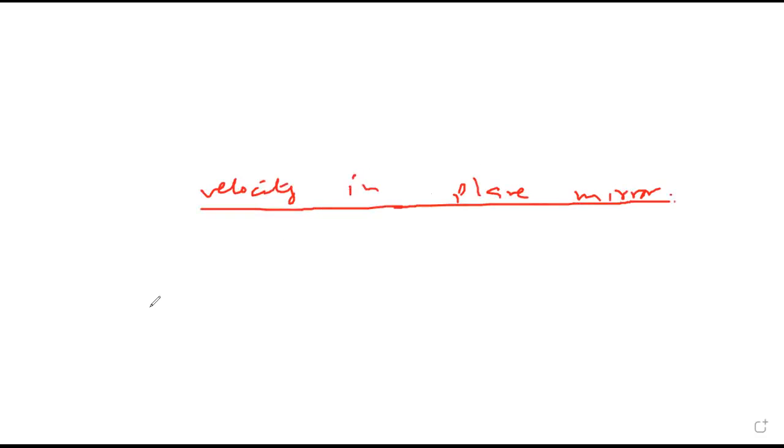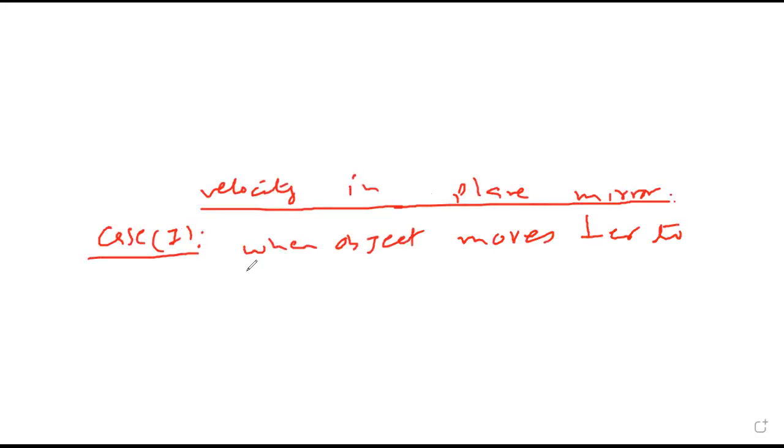Now we are doing the velocity in plane mirror part. Velocity in plane mirror. Case 1: when the object moves perpendicular to the mirror. See, an object can move in three different ways: perpendicular, inclined, parallel. So case 1, the object is moving perpendicular to the mirror.